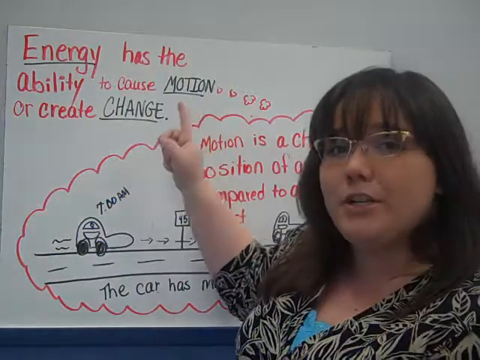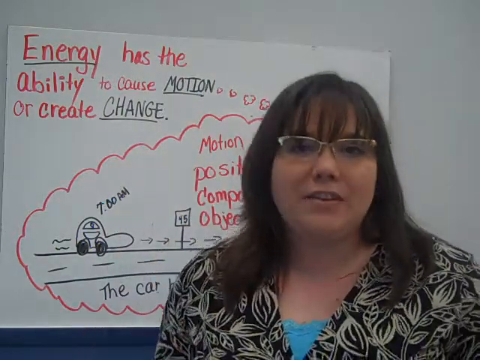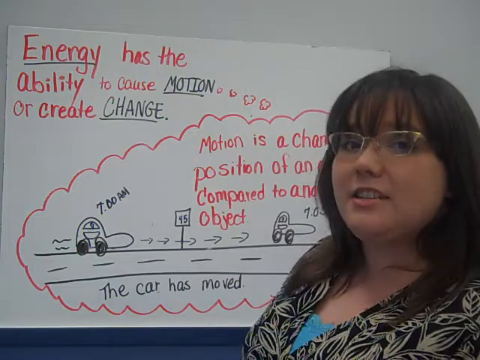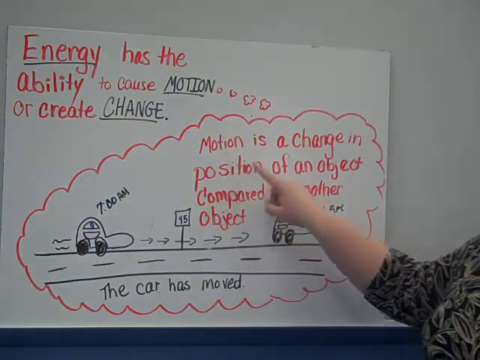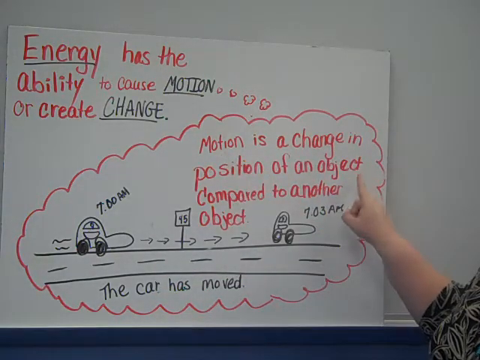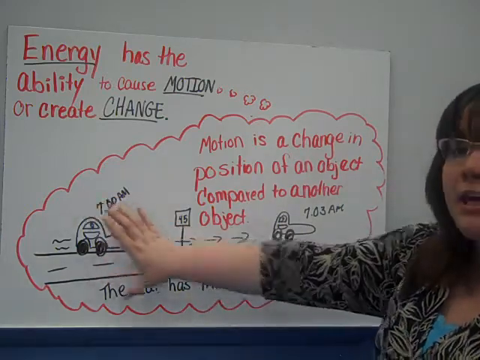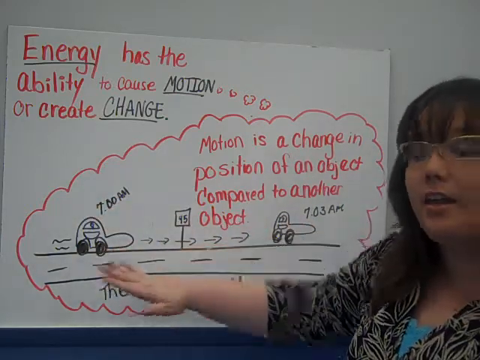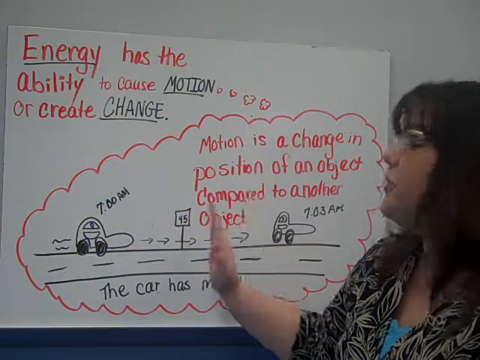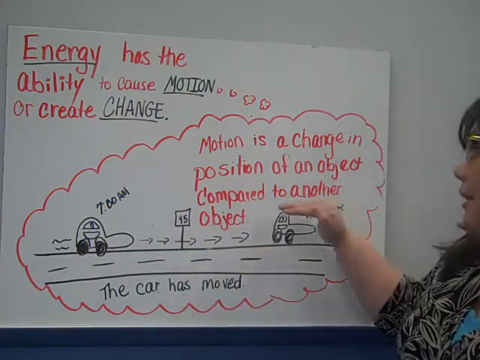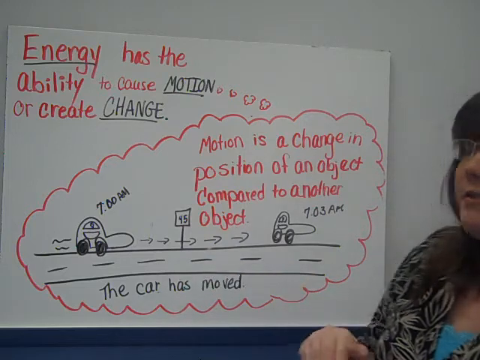When I think about motion, I have to think about the scientific definition. The scientific definition of motion is a change in position of an object compared to another object. So we're going to look at this picture of a car on the highway and the speed limit sign. Pay attention to that speed limit sign. It's going to be the object that we're comparing the car to.